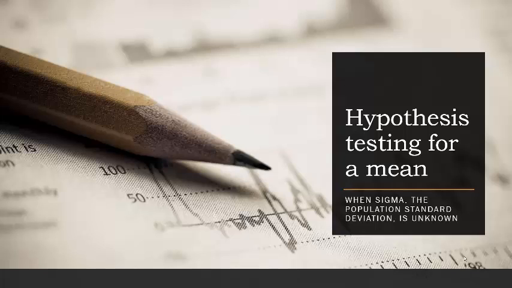In this lecture, we want to talk about hypothesis testing for a mean, for some population mean, when sigma, the population standard deviation, is unknown. In a previous lecture, we did the hypothesis testing for a mean when you knew sigma, the population standard deviation. This lecture is a more realistic type of procedure for hypothesis testing. When you don't know the population standard deviation, how can you perform a hypothesis test?